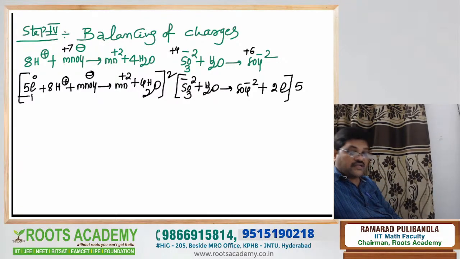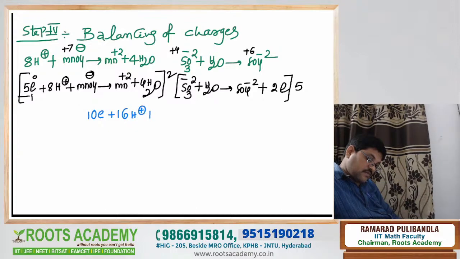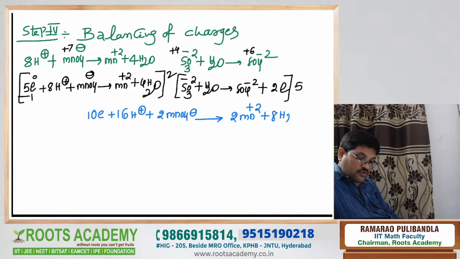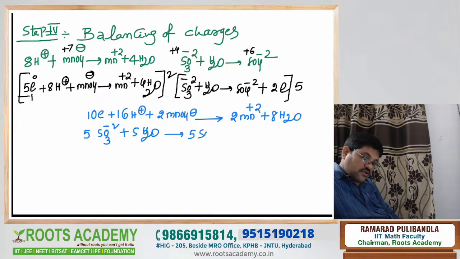Yes. So, to get the total number of electrons as 10, for net equation balancing, the balancing of charges is very, very important. 2 5s are 10. Here 10 electrons plus 16H plus ions plus 2 moles of MnO4 minus gives rise to 2 moles of Mn plus 2 plus 8H2O. Understood? Here write 5 moles of SO3 minus 2 plus 5H2O gives rise to 5 moles of SO4 minus 2 plus 10 electrons.